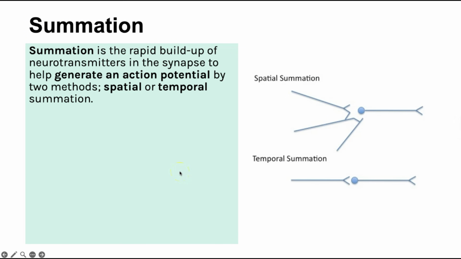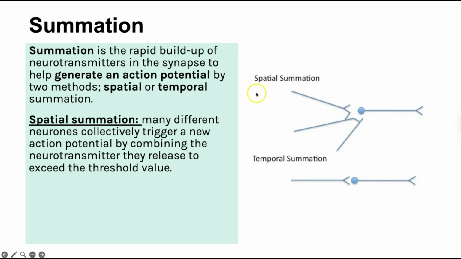Summation is what happens at a synapse, and it's the rapid buildup of neurotransmitter in the synapse to help generate an action potential, because we have to have enough neurotransmitter to cause enough sodium ion channels to open for enough sodium ions to diffuse in to trigger and generate that action potential. So the two methods are spatial or temporal summation.